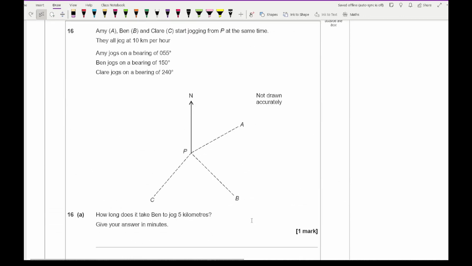Then moving on to question 16, it says that Amy, Ben and Claire start jogging from P at the same time. Amy jogs on a bearing of 055, Ben jogs on a bearing of 150 degrees, and Claire jogs at a bearing of 240. The question for part A says, how long does it take for Ben to jog 5 kilometers? Well, if they are all jogging at 10 kilometers per hour, then 5 kilometers is half the distance, so I halve the time. So the answer is going to be 30 minutes.